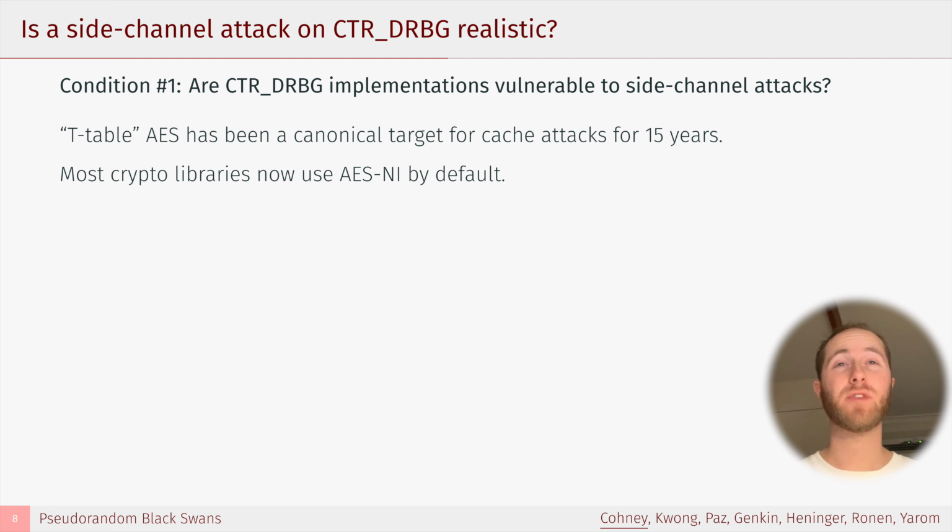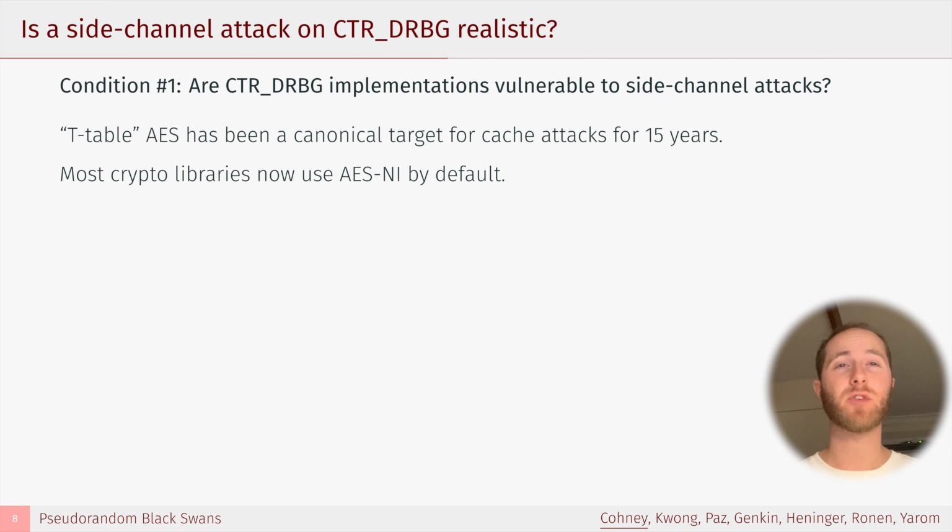The important question for our work was the following: is such an attack realizable in practice? There are a couple of preconditions necessary for this to be the case. First, an implementation must be vulnerable to state compromise, most likely through a side-channel attack on the key. AES, the block cipher used in most counter-DRBG implementations, is well known to possess side-channel vulnerabilities if implemented in software with lookup tables for its various internal operations.